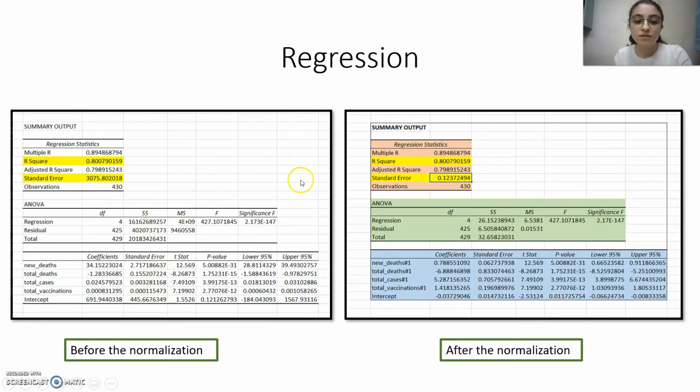Here we can see the regression done after the normalization: the R square remained the same, 80%, but the standard error is low, which is good. As we understood, all these columns are correlated, which means all columns have an impact on new cases. But the question is how total vaccinations correlate with new cases. This we can identify by looking at our p-value here, which shows that total vaccination has an impact but less significant in comparison to others.